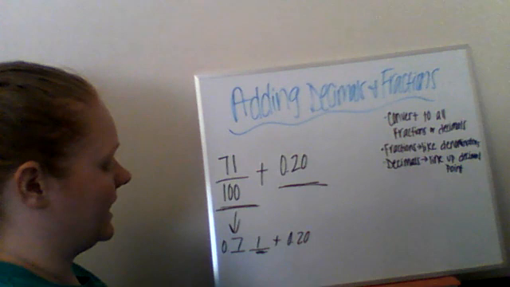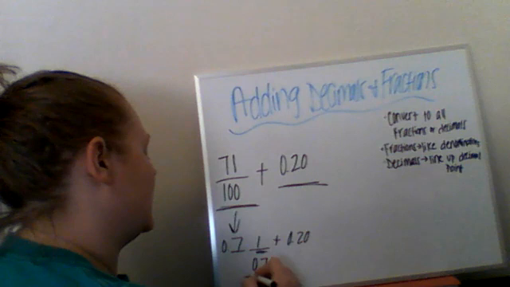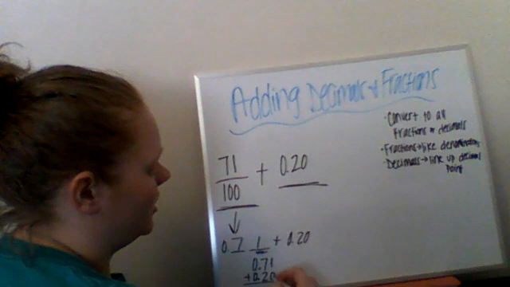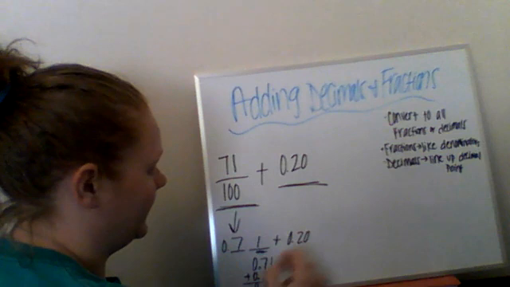Okay, so I'm going to line it up. So 0.71 and I'm going to add the 0.20. I lined up my decimal points and then put my numbers in there. 1 plus 0 is 1, 7 plus 2 is 9, 0 plus 0 is 0. So my answer is 91/100.